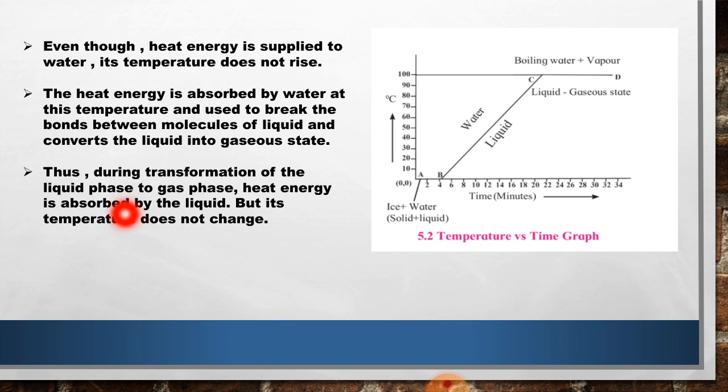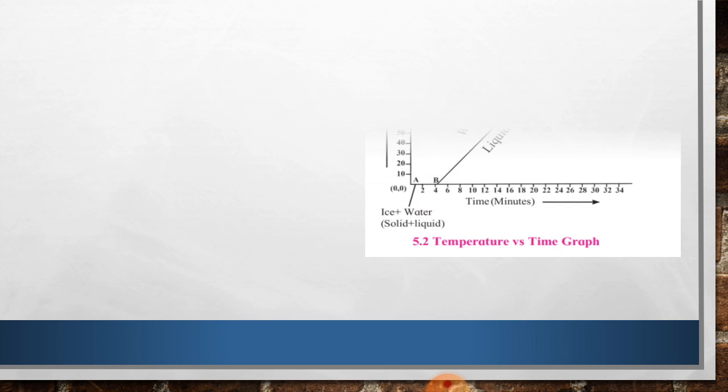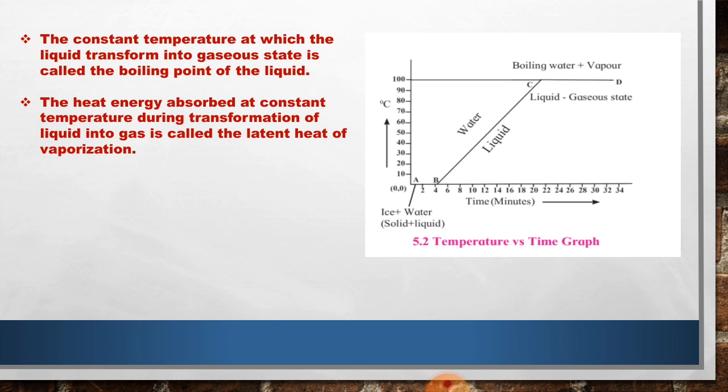Let's see. Thus, during transformation of the liquid phase to the gas phase, heat energy is absorbed by the liquid, but its temperature does not change. The constant temperature at which the liquid transforms into gaseous state is called the boiling point of the liquid. Please remember the term, students. The constant temperature at which liquid transforms into gaseous state.